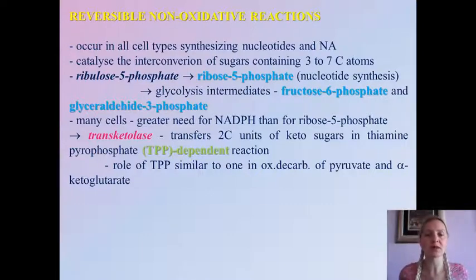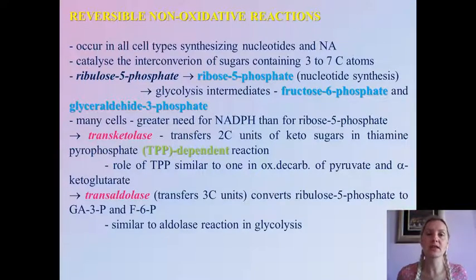for nucleotide biosynthesis. Transketolase is an enzyme which I've already mentioned, responsible for transfer of 2 carbon units of keto sugars in a thiamine pyrophosphate dependent reaction. So we need TPP as a coenzyme, and the role of this coenzyme is very similar to the one which we explained in oxidative decarboxylation of pyruvate, and in the alpha-ketoglutarate dehydrogenase reaction.